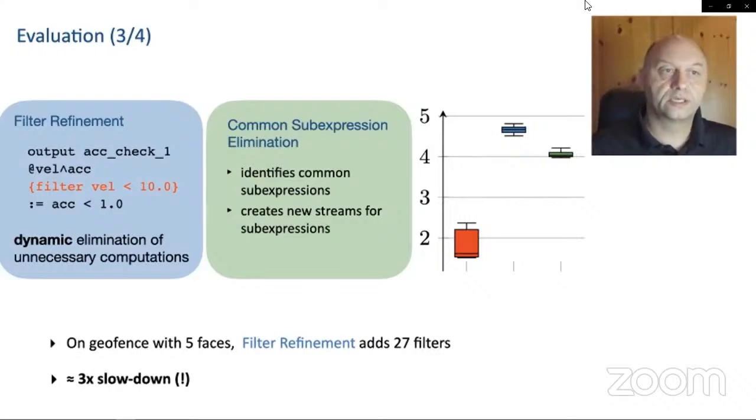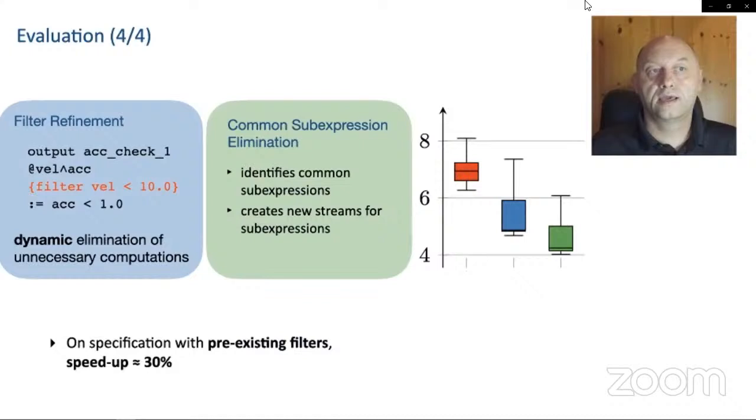Now, to test this theory, we also tried filter refinement on specifications that already had filter conditions. And here the picture is completely different. Filter refinement is not as powerful as pacing type refinement, but still delivers an approximately 30% speedup. And this is absolutely to be expected since filter refinement is a dynamic technique.